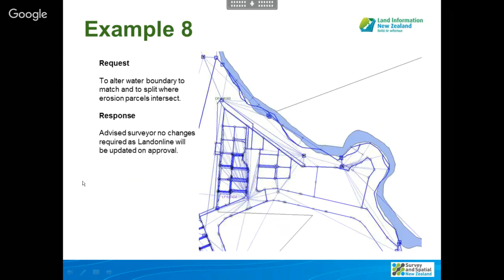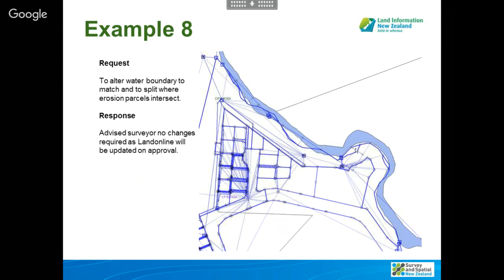And this example came in asking us to change the water boundaries and to split it and add nodes where the erosion parcels are intersecting. So there's a few erosion parcels in here and through here and through here. One there as well. I just put this one in to show that in this case, as the lines are, the definitions are linked at the top and bottom, and there's no overlap of the new across the river into the other parcels, that there is no changes that are required through the exception process.